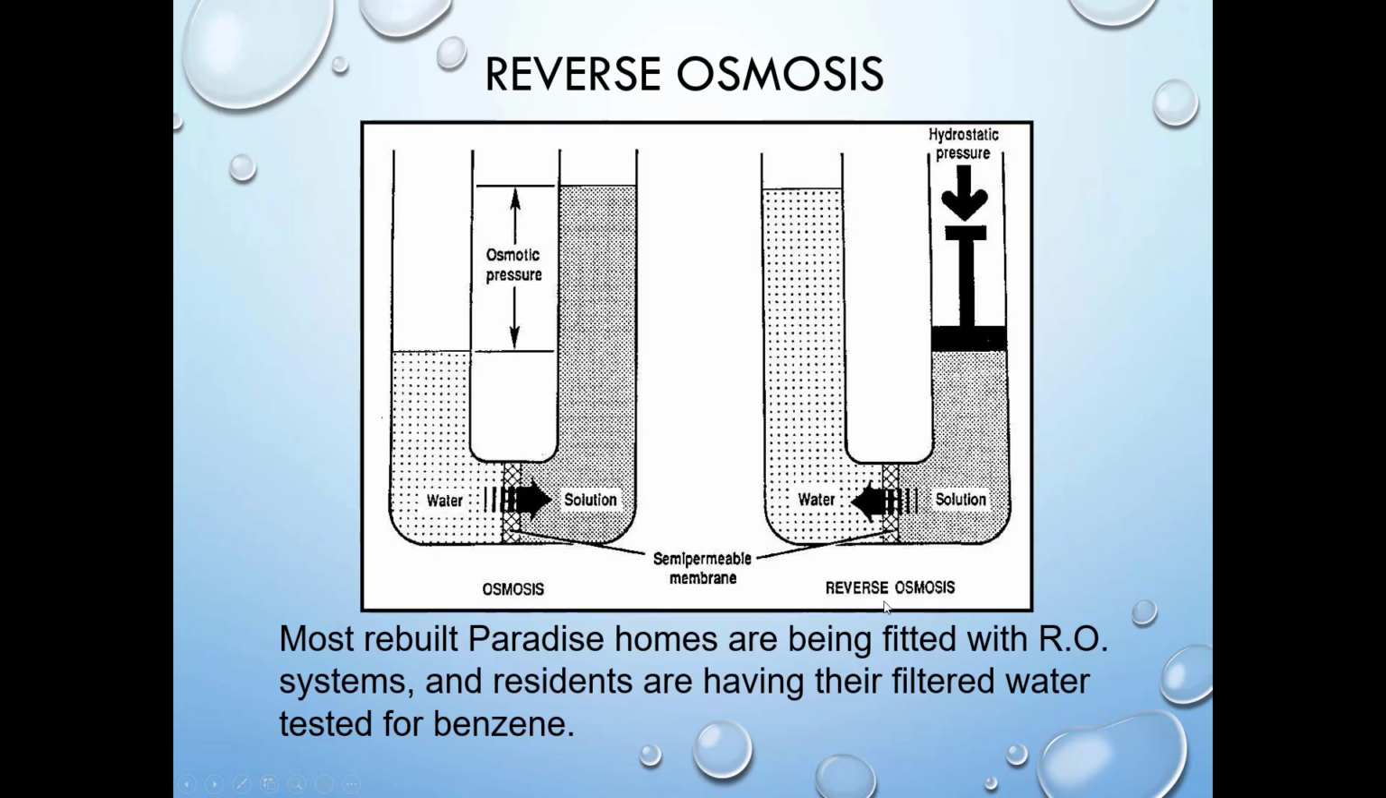Now, being a reverse of a natural process, this requires a fairly large amount of energy because you have to apply that hydrostatic pressure on that side. Okay, but reverse osmosis is pretty great because it gets rid of a lot of things, including benzene. And so as a result, a lot of rebuilt Paradise homes are being fitted with reverse osmosis pumps. And then, of course, they're having their filtered water tested for benzene, and they're seeing that there's no benzene in their water if it passes through an RO system. There are a lot of people that are also just installing reverse osmosis systems in their homes for other reasons, like for peace of mind. Anyway, you might use reverse osmosis for a variety of reasons.